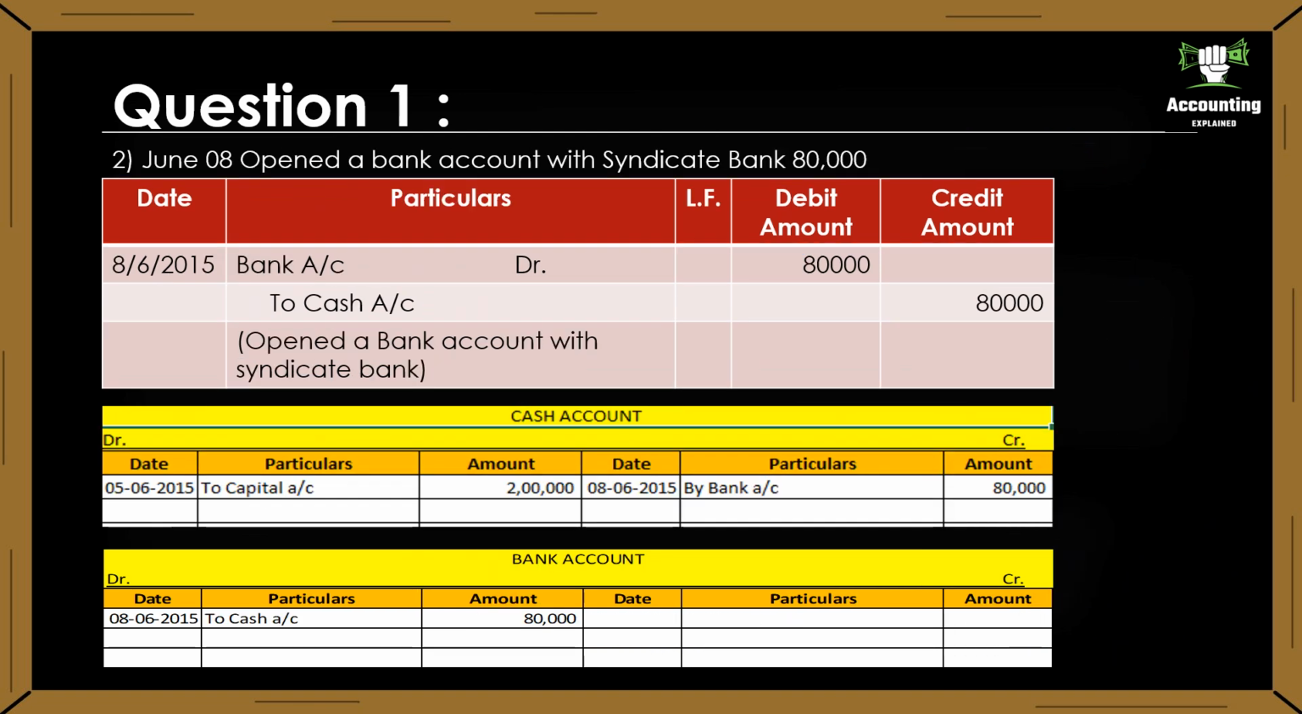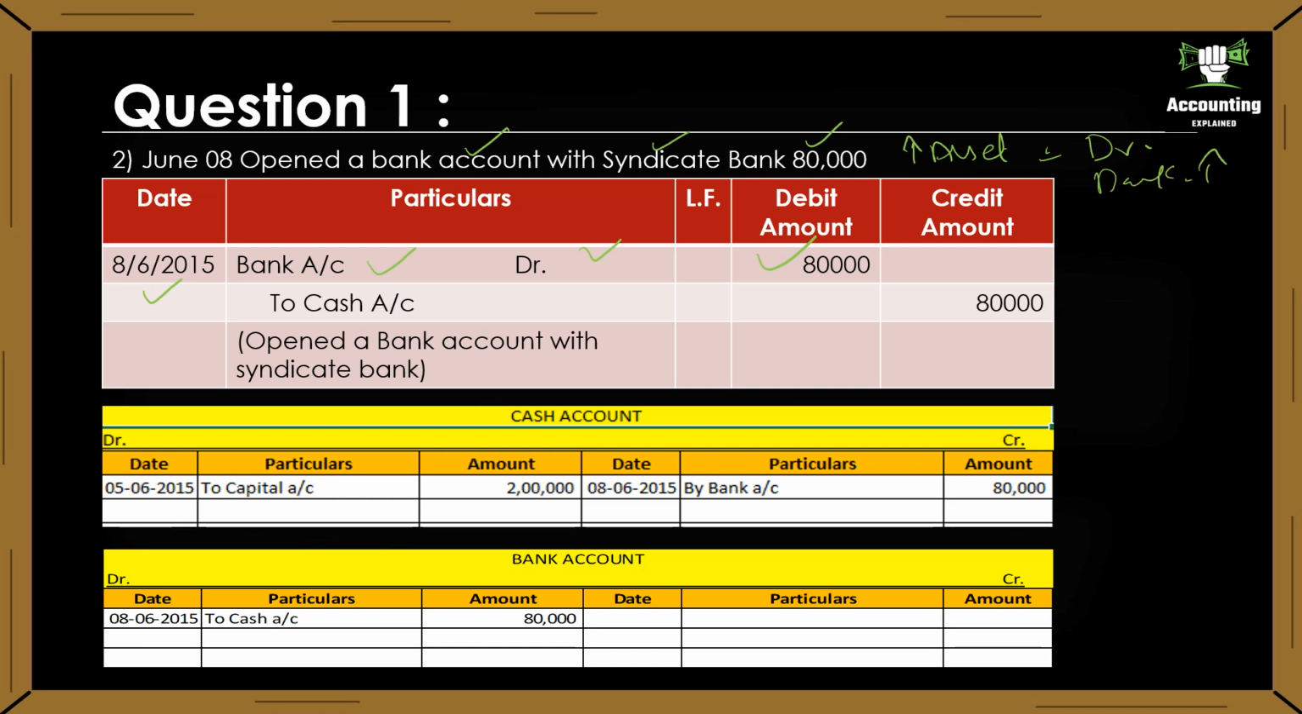Next transaction is June 8, opened a bank account with Syndicate Bank, rupees 80,000. So when you open a bank account, it is an asset. When the asset increases, you have to debit it. So on 8th June 2017, bank account debit rupees 80,000 is the first entry.